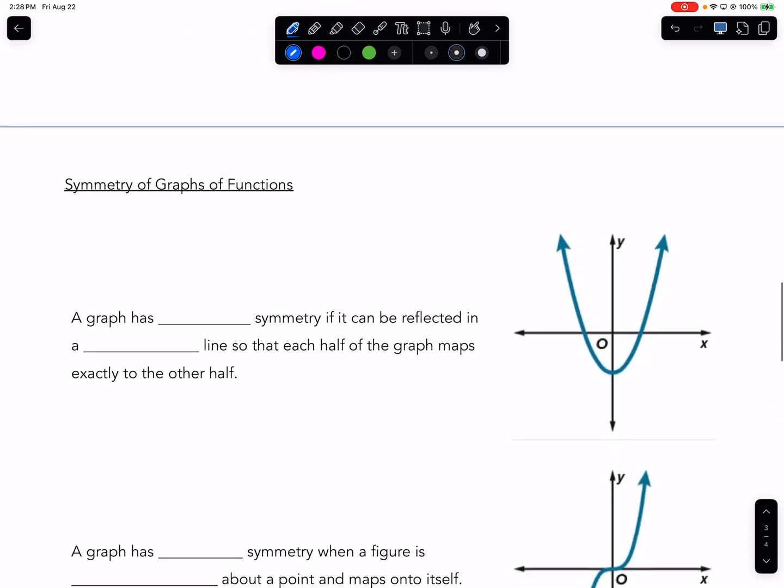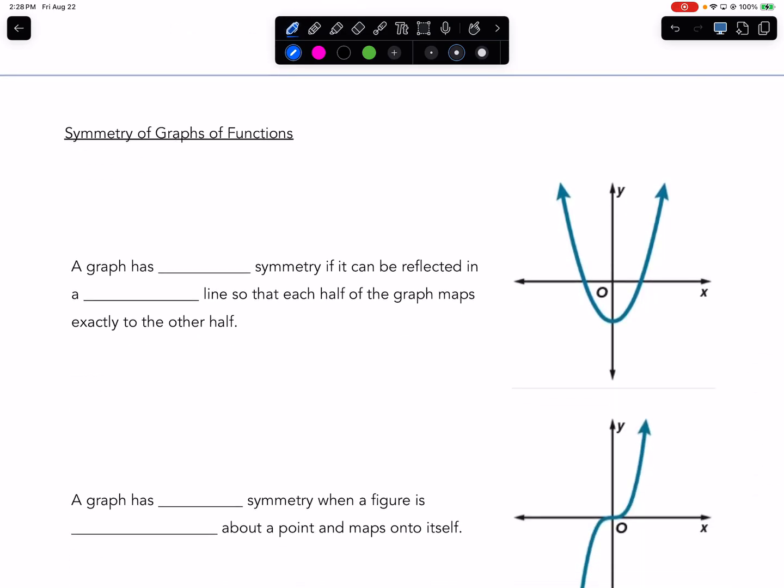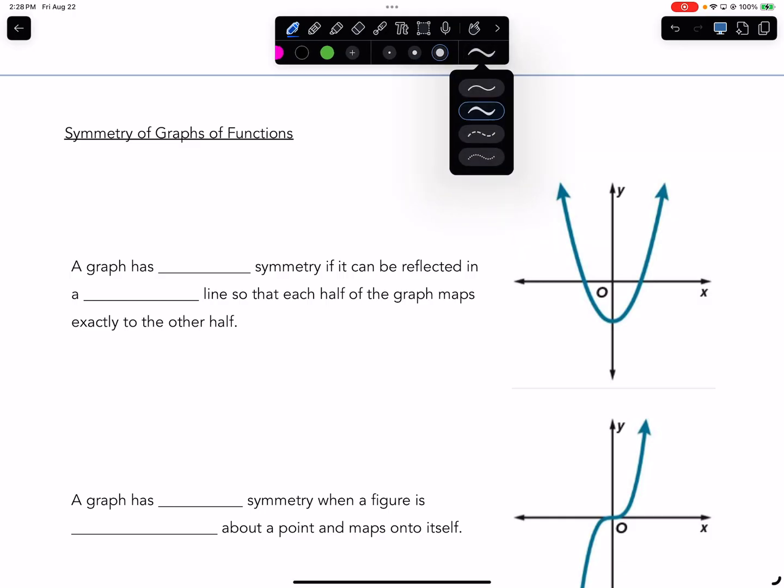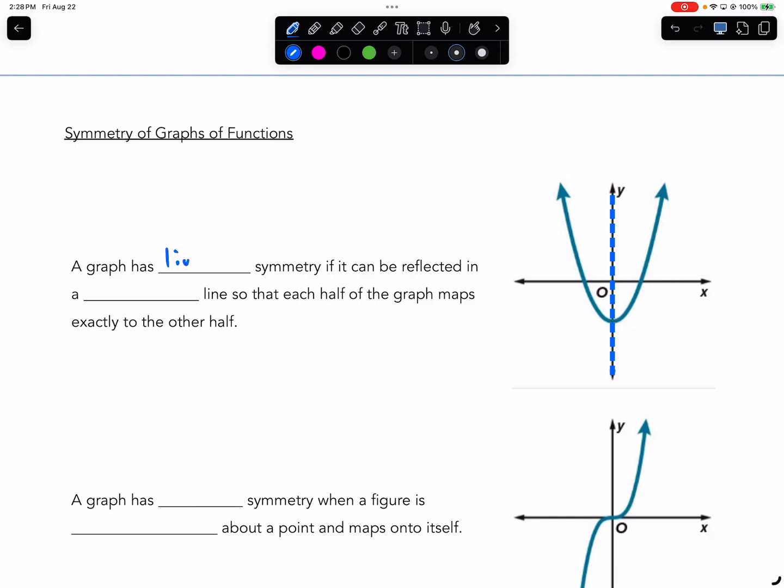Okay, next page. Talking about symmetry. So if I draw a dotted line that cuts this, what's that called, that U shape? Begins with a P. Parabola. Yes, good. So if I draw a dotted line, did I just cut the parabola in half? Right? Because I could take this side and fold it over and it would exactly match up. So if that is the case, what that is called is line symmetry. So it can be reflected in a vertical line.